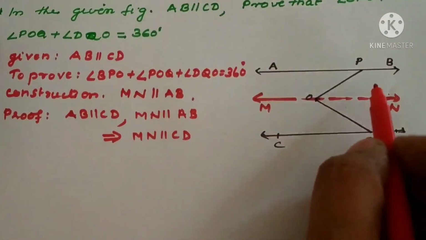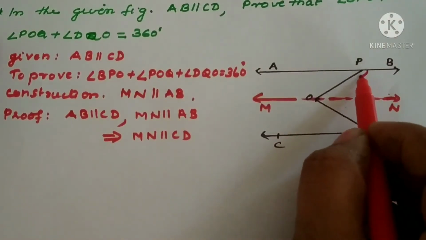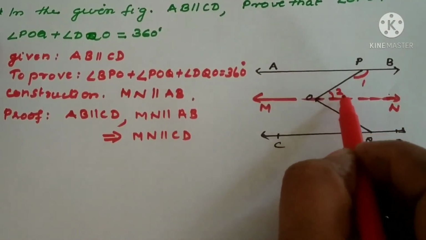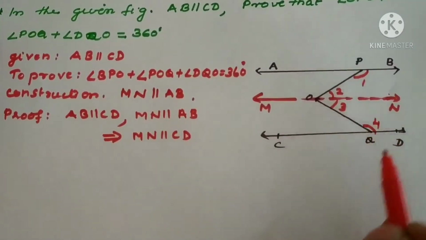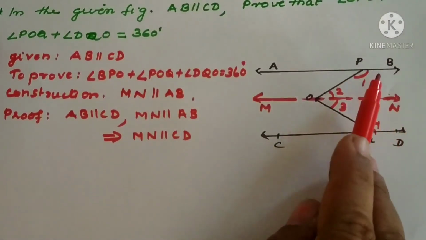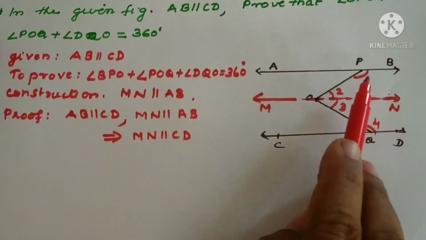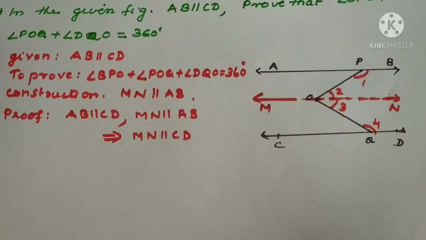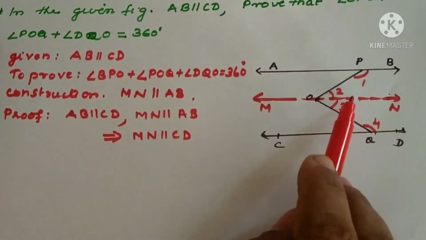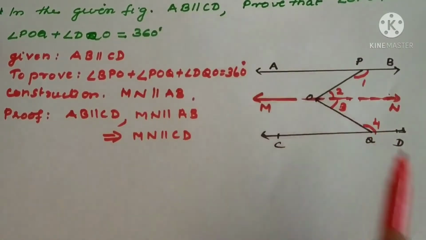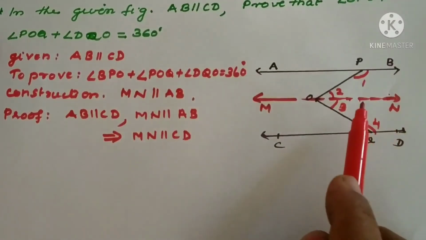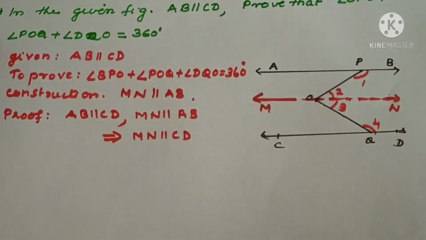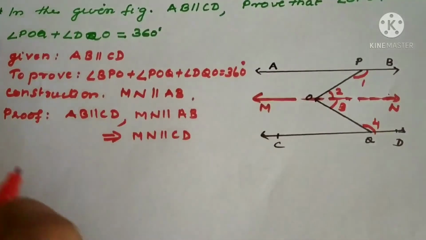Now I am marking angle BPO as 1. Here 2, 3, and this as 4. Right? So you can understand easily, if these two are parallel, angle 1 plus 2 equal to 180 degree. Now MN and CD are parallel, means 3 plus 4 also is equal to 180 degree. So when we add all these four angles, the right hand side is 180 plus 180, 360 we will get. Let us see that one.